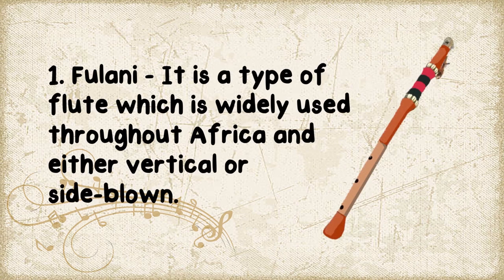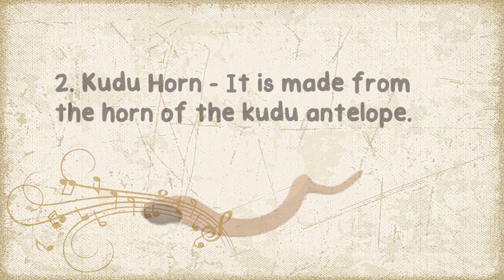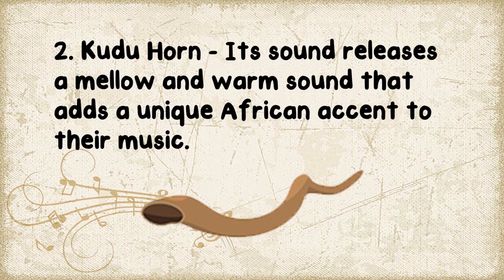Fulani. It is a type of flute which is widely used throughout Africa and is either vertical or side blown. They are usually fashioned from a single tube, closed at one end and blown like a bottle. Kudu horn. It is made from the horn of the kudu antelope. It releases a mellow and warm sound that adds a unique African accent to their music.